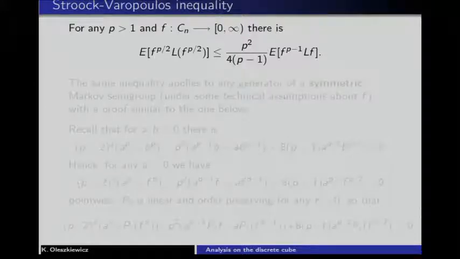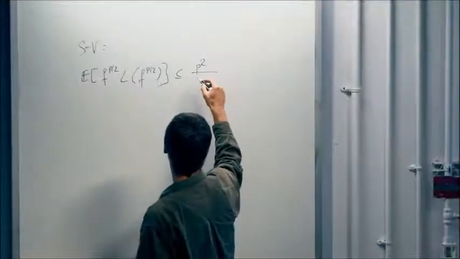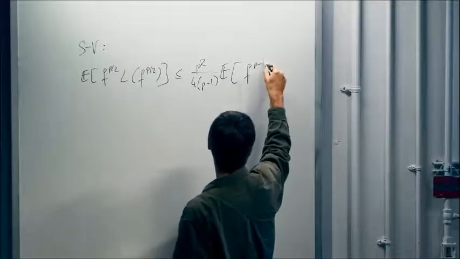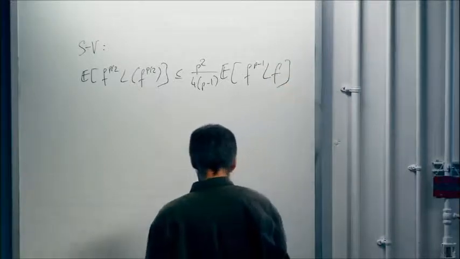So, still we restrict to the discrete cube. And assume that you have a non-negative function on the discrete cube with uniform measure. L is our usual operator. Then the following inequality holds. And this I will write down for the record. It's the Stroock-Varopoulos inequality. This is a very important inequality in the theory of semigroups.